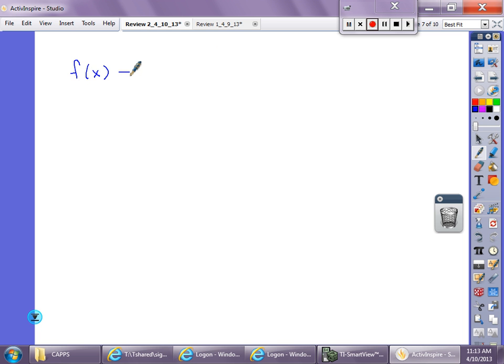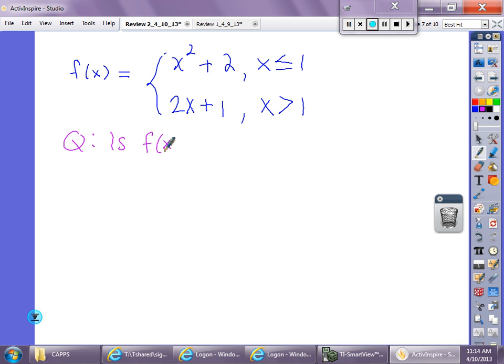So f of x is equal to x squared plus 2x plus 1, using easier problems. And the question is, is f of x differentiable? What that's asking is, is there anywhere where it's not differentiable? That's really the question. Is there anywhere on that curve, if that was the only curve here, that would be not differentiable?